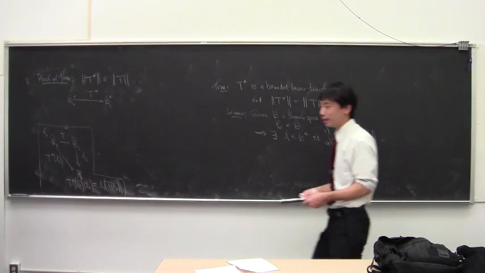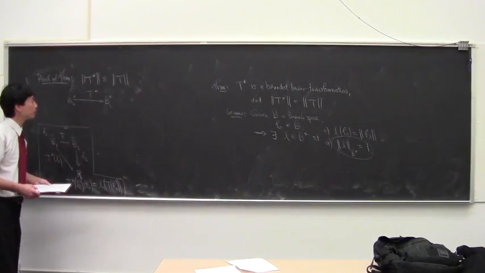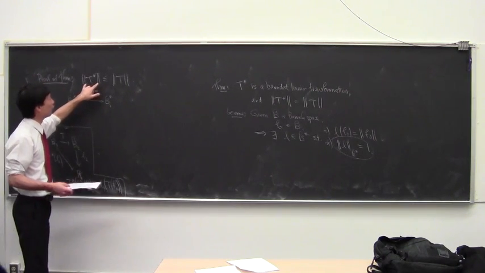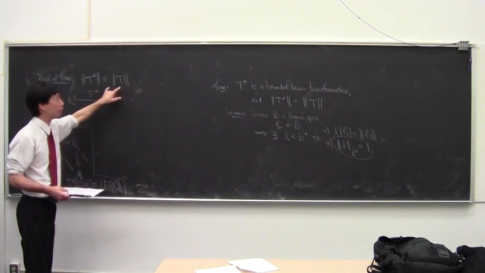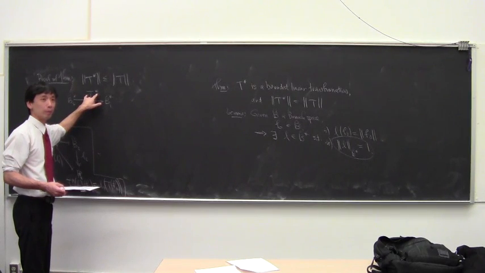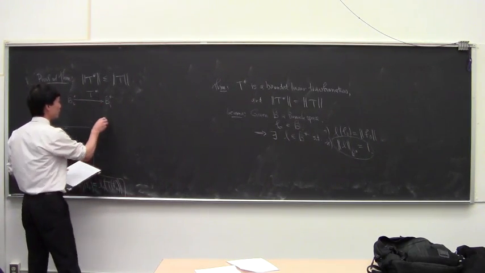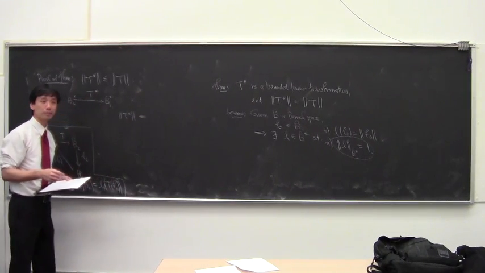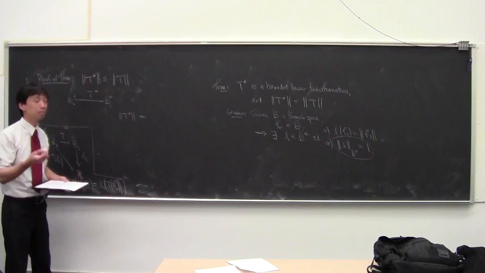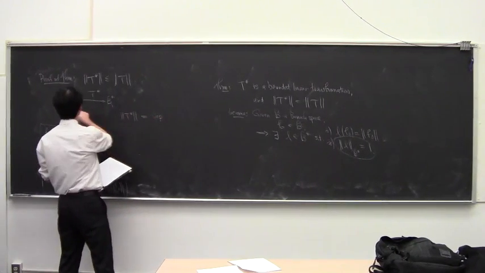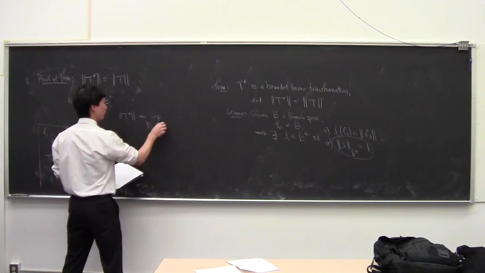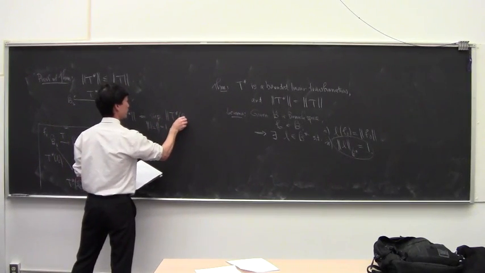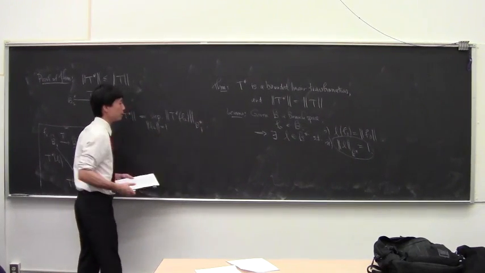Would somebody like to tell me what's the idea? What's going on here? Somebody tell me what we're trying to do. We're trying to show that the norm of T star is less than that. Well, what's the norm of T star? What do we mean when we say the norm of T star? It's the supremum over all L2 of norm 1 of T star of L2 as an element of B1 star.